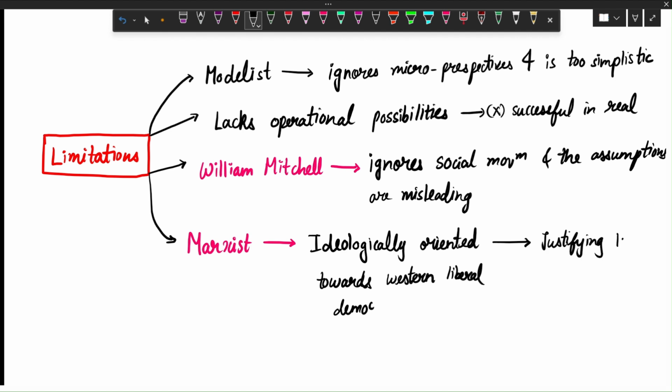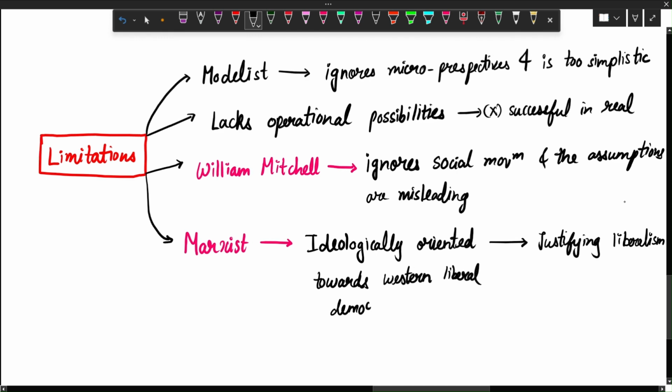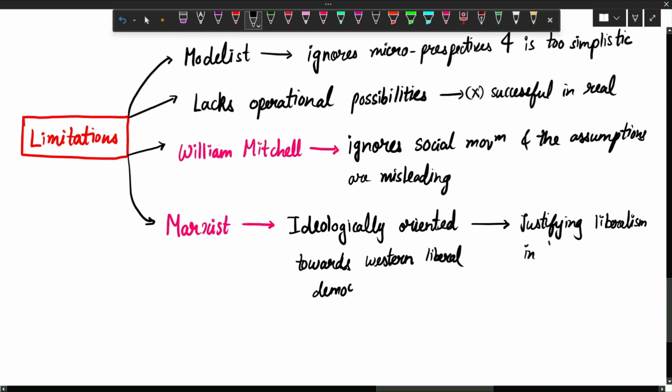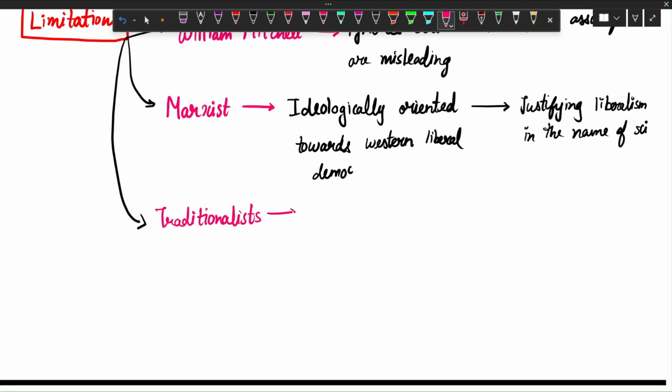Then next is the Marxist approach. Marxists believe that this systems approach is ideologically oriented towards Western liberal democracy. They believe that this approach was an attempt to put liberalism forward as a scientific approach. They wanted to show that liberalism is a scientific approach, for which Marxists criticized them.